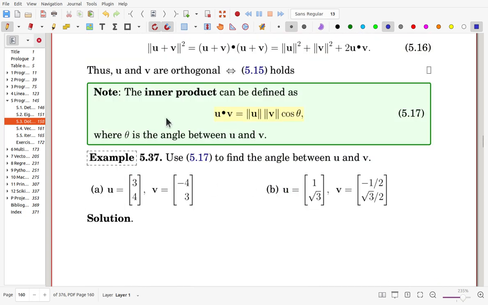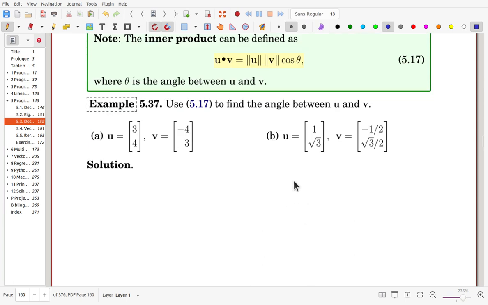The inner product can be defined by this equation: U dot V is the norm of U times the norm of V times cosine theta. Here, theta is the angle between U and V. Let's try to find the angle between U and V. We'll solve only part B, and you can do the other one yourself. We have to compute U dot V, the norm of U, and the norm of V, and we can find cosine theta. And out of that value, you can decide theta.